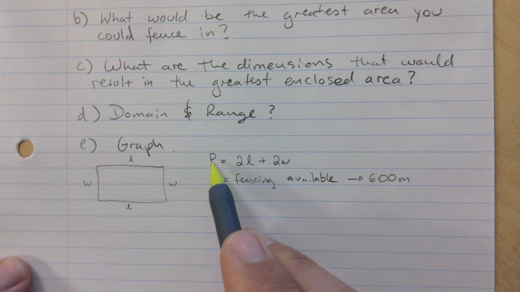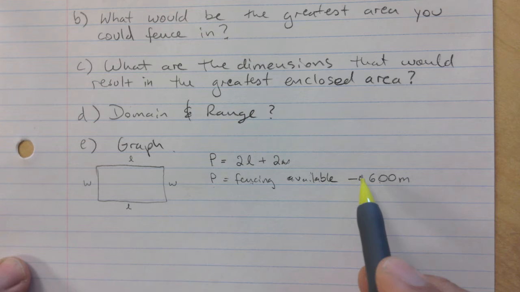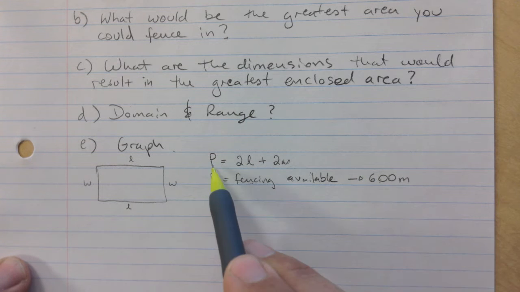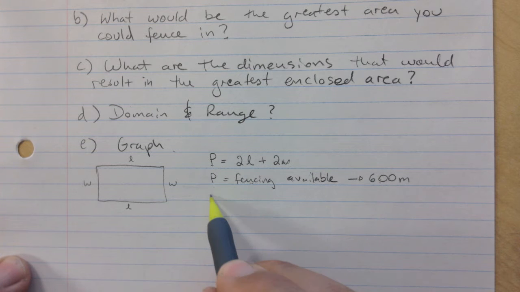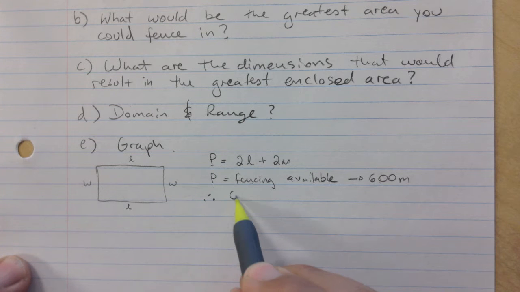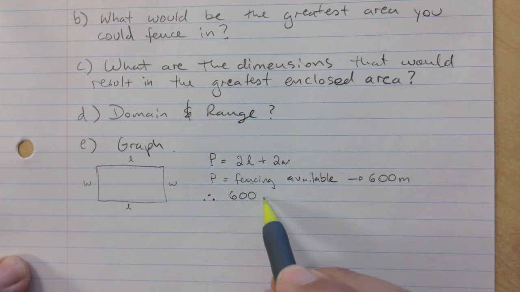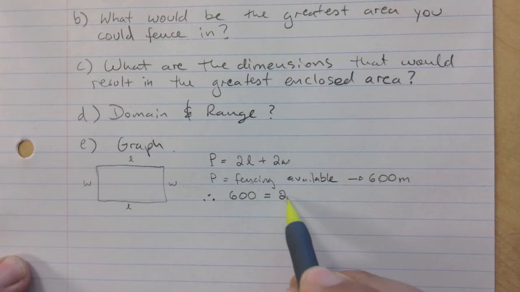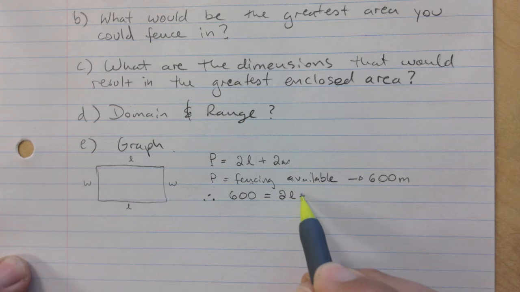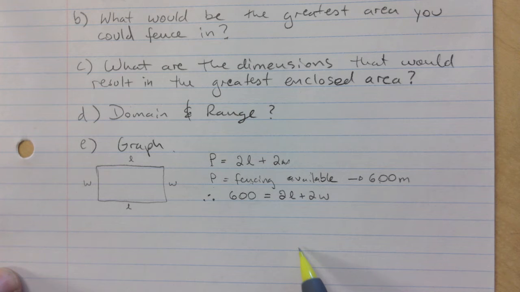Okay, this is your starting point. You need that number in there. So therefore, 600, that fencing has to be spread out over 2 lengths and 2 widths. Right? So I'm basically saying P is this, P is also that, therefore those two have to be equal, right? These two have to be equal.